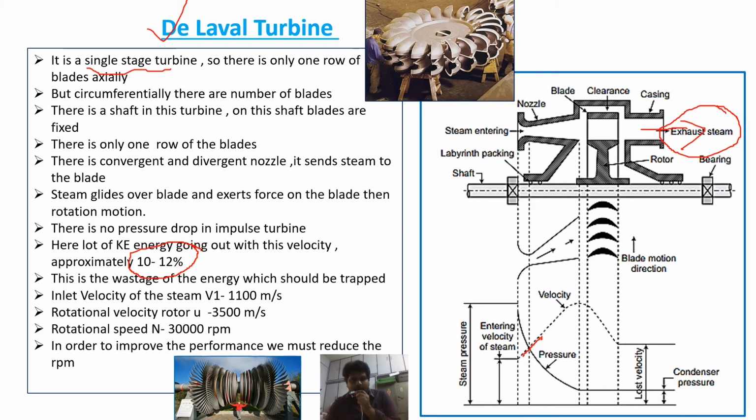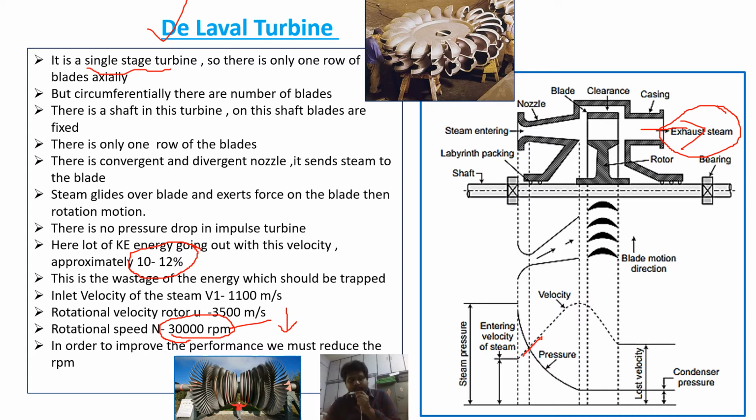And the other drawback is, here the RPM is 30,000 RPM. The rotational speed of the blade is 30,000 RPM. But when we decrease the RPM, we can improve the efficiency of the turbine. So this is also a drawback in the De Laval turbine. These two drawbacks are modified in the compound type of turbine. That is the reason why they developed the compound turbine.